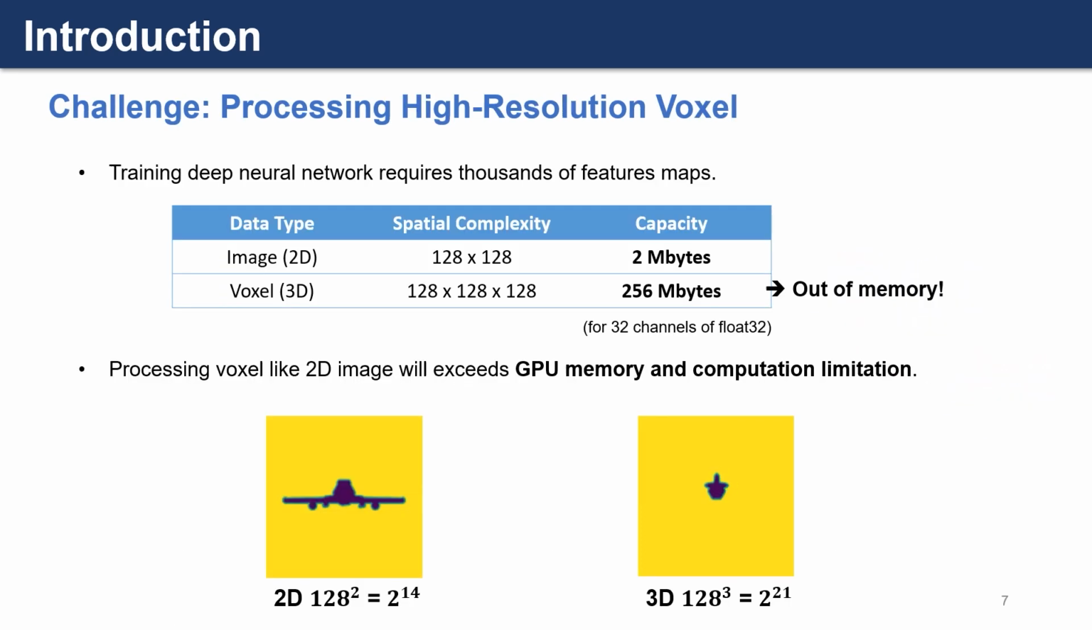In this slide, we will discuss about challenges of processing high-resolution voxel. Due to cubic dimension, processing 3D data requires large memory and computation. For example, a 2D image feature with 32 channels need 2 megabytes, but 3D requires 256 megabytes. Because training neural network makes thousands features, this will exceed memory computation limitation. Therefore, processing this high-resolution data in 3D is a big challenging problem.